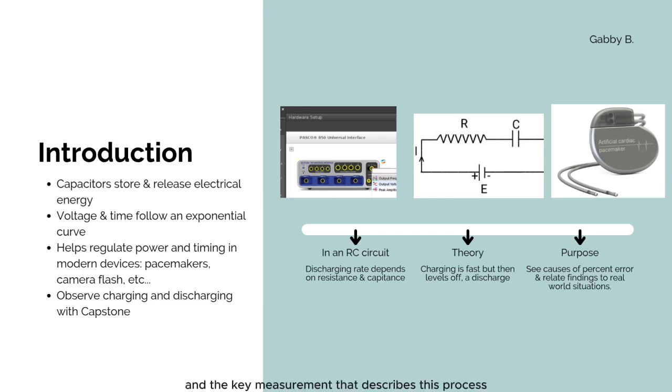And the key measurement that describes this process is called the time constant, which is represented by the Greek letter tau, which equals the resistance multiplied by the capacitance. This value represents how long it takes for the capacitor to reach about 63% of its full charge.